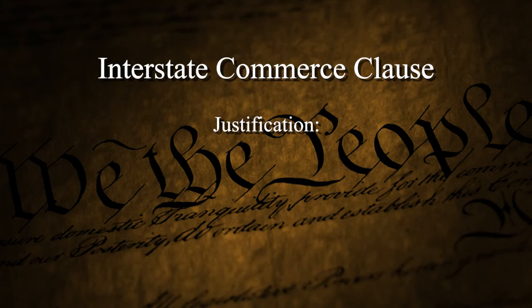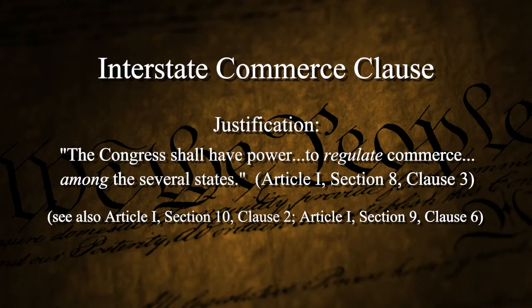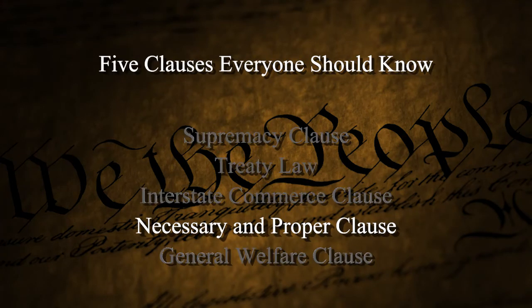And our justification is that Congress shall have power to regulate commerce among the several states, Article 1, Section 8, Clause 3. But we can also look in the Constitution itself under Article 1, Section 10, Clause 2, and under Article 1, Section 9, Clause 6. Those two clauses are also justification for what the Interstate Commerce Clause really means. S, T, I, now we're on N.